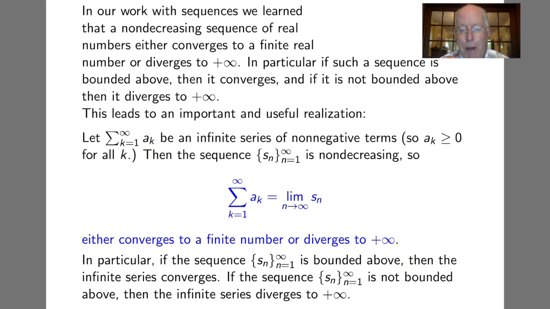If that sequence is bounded above, then the infinite series converges to a finite number. If that sequence is not bounded above, we saw in our earlier picture that means it goes off to infinity, then the infinite series diverges to plus infinity.